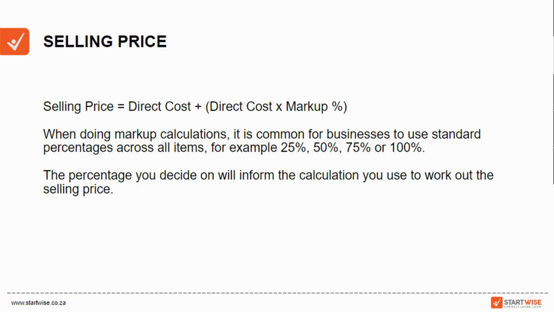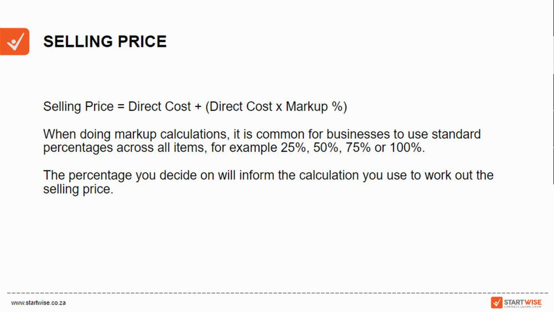Okay, so this is where the rubber hits the road, calculating your actual selling price. There's a formula that you can use to calculate your selling price: you take your direct costs that you calculated. In the example I used, it was 244 Rand for the cake. And then you add direct cost multiplied by the markup percentage you choose.